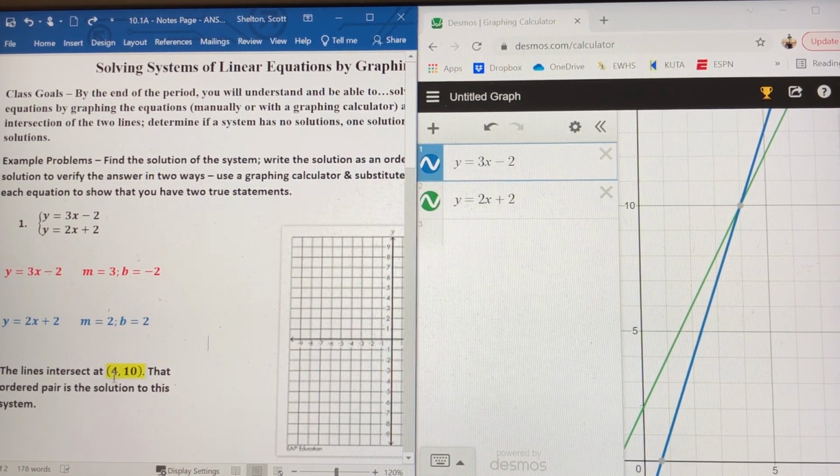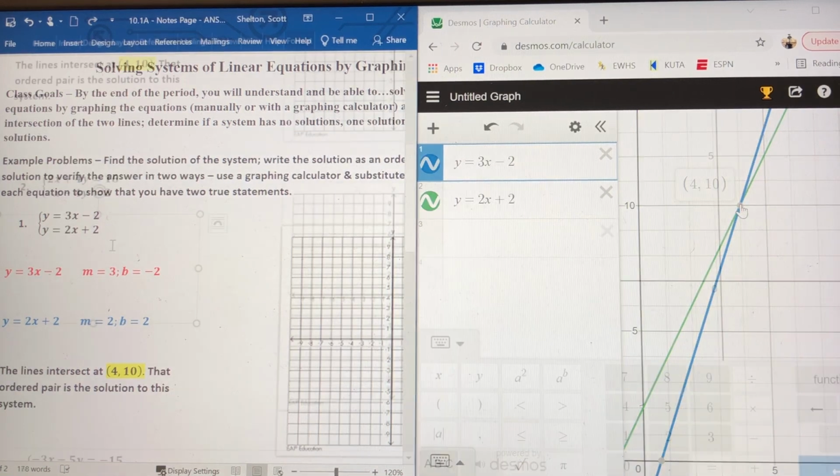If you plug in 4 for x in either equation, you're going to get 10 for y. So 3 times 4 is 12, 12 minus 2 is 10, that's the y coordinate. In the second equation, 2 times 4 is 8, 8 plus 2 is 10, and again 10 is the y coordinate. So that's why this is the solution. It works in both equations, and it's the intersection of the two graphs.